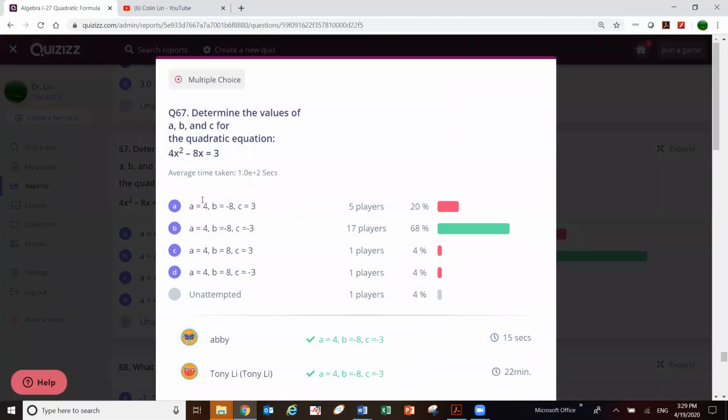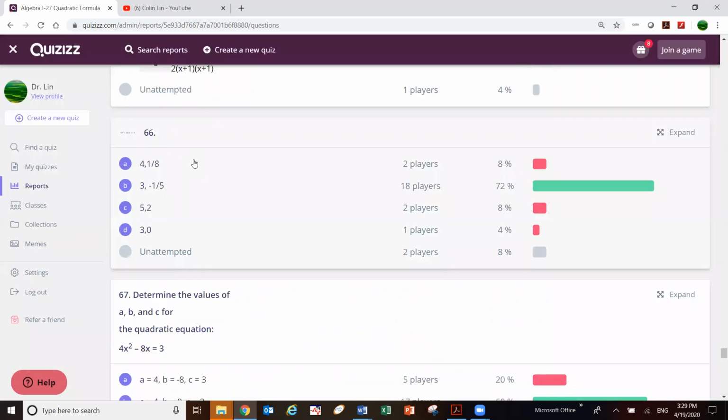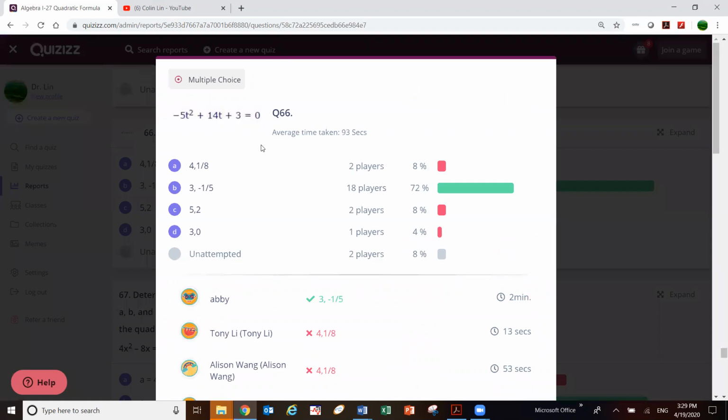All right. When you determine the values of a, b, and c, you need to move everything to one side first. So c here is not 3, it's actually negative 3, since you move it to the left. Only two choices here: 4, -8, and -3. Most people did very well, so I don't need to explain too much here. The same for 66. A lot of people did it very quickly.